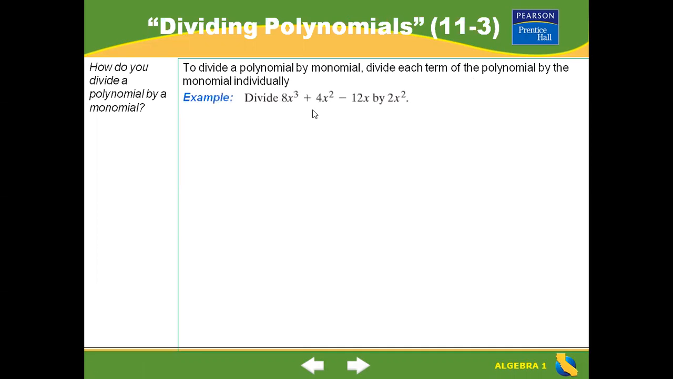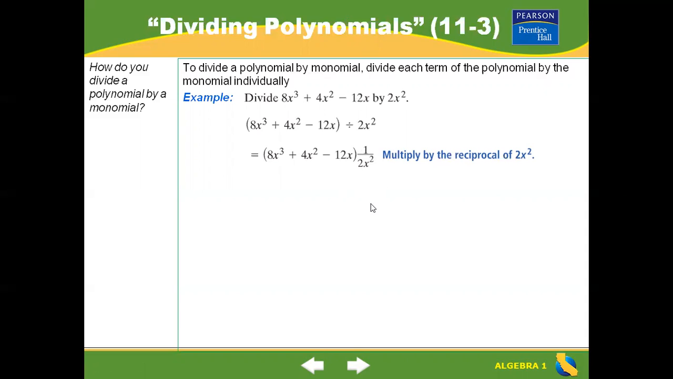Let's say, for example, 8x cubed plus 4x squared minus 12x divided by 2x squared. So we're going to divide this one. You can rewrite the quantity of 8x cubed plus 4x squared minus 12x divided by 2x squared. So we just divide this by a monomial. We need only to multiply by the reciprocal of 2x squared, that is 1 over 2x squared.